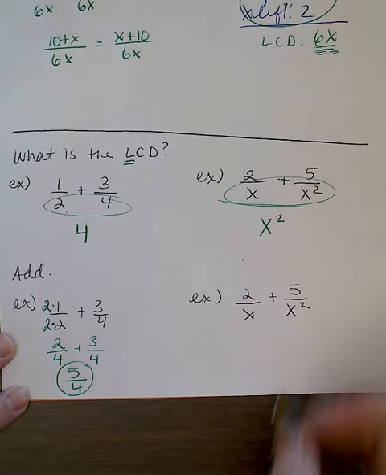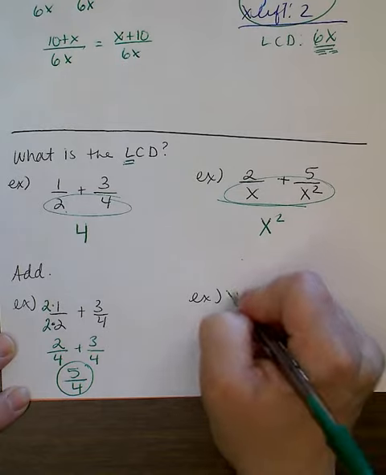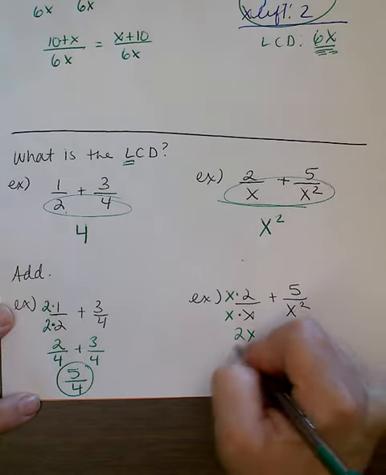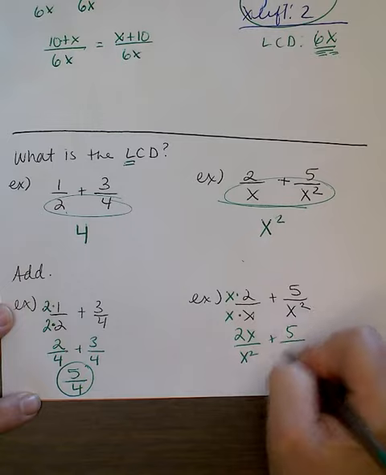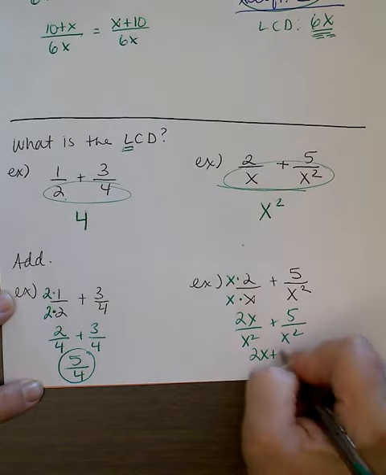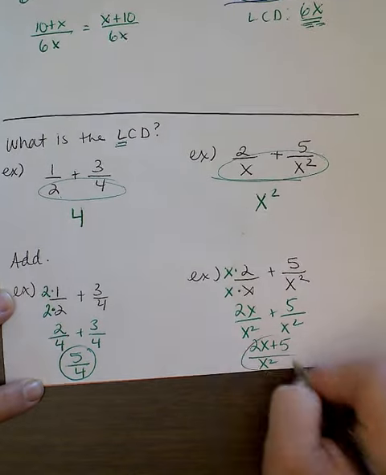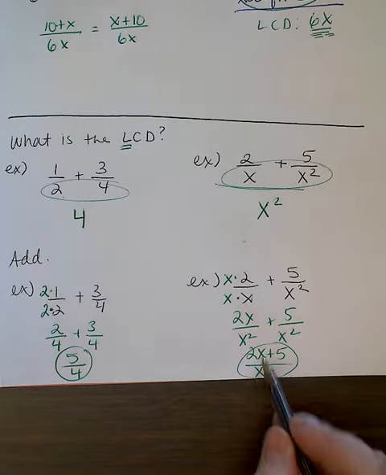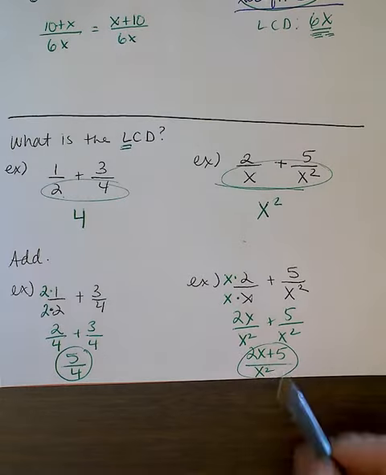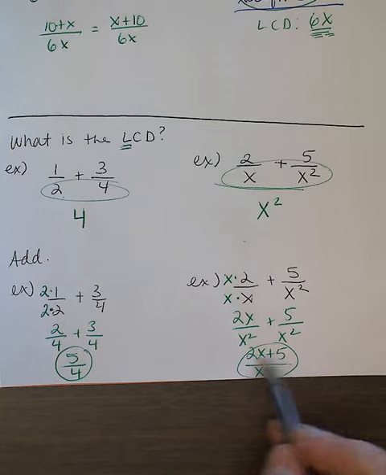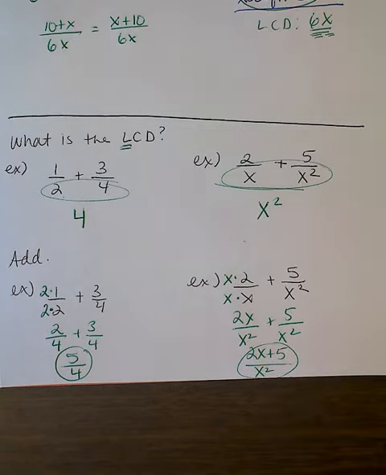And since we want x squared here, we'd multiply the top and the bottom by x, so 2x and 5. 2x plus 5. Again, make sure not to cancel out those x's because it's attached with a plus sign on top. So a binomial cannot cancel with a monomial unless you factor out a GCF first.